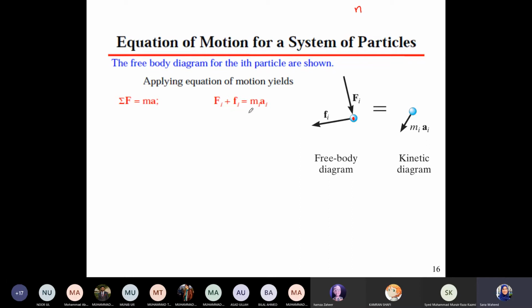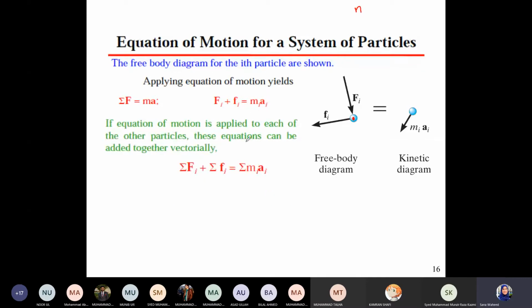I can, if I want to, add them together for the entire system, for all of the particles. Such that when I add them together, what I get is a summation of all of the external forces plus the summation of all of the internal forces equals the summation of the product of the mass times acceleration for each of the individual particles.